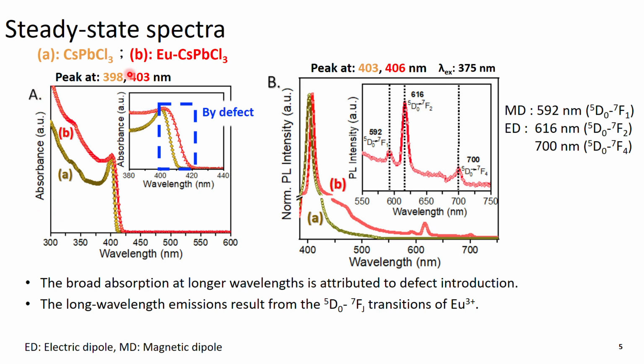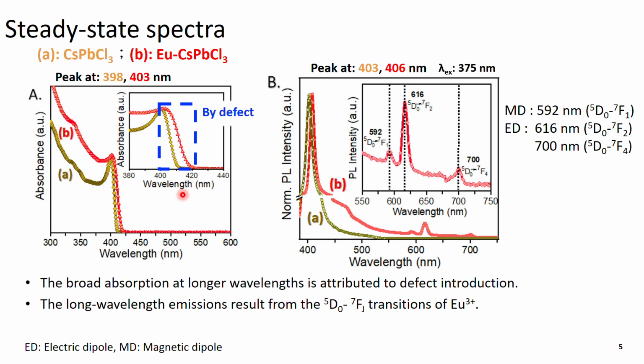First is this picture. The left picture is the absorption spectra. We can see when we dope the europium ion, we have some red shift of the band gap. The yellow line's peak is at 398 nanometers, and the red line is at 403 nanometers. So the red shift is due to the alteration of the electronic structure of the perovskite. And then we see this small picture, the highlighted blue box.